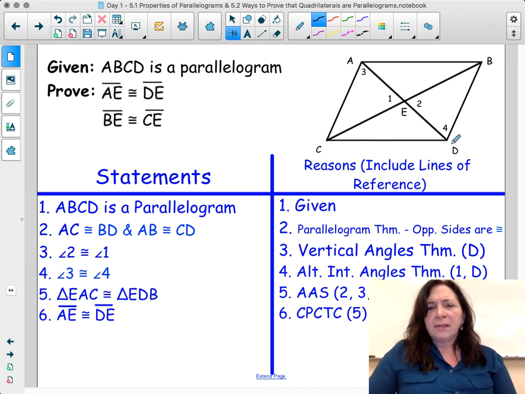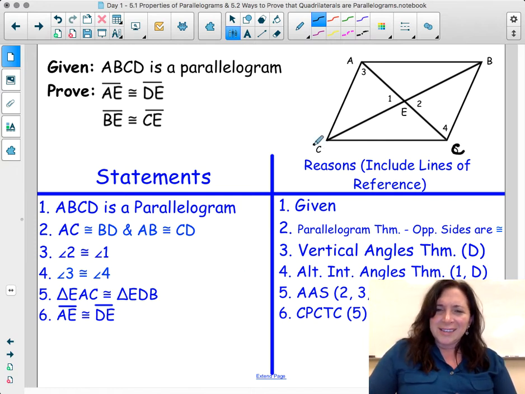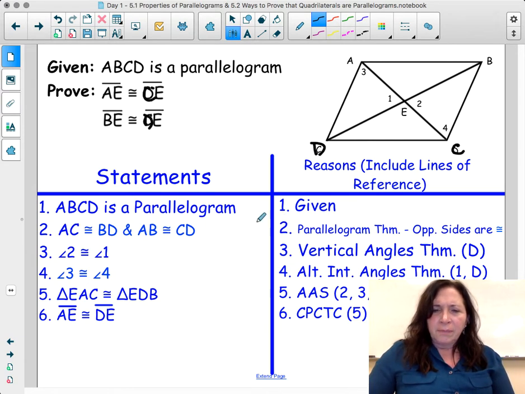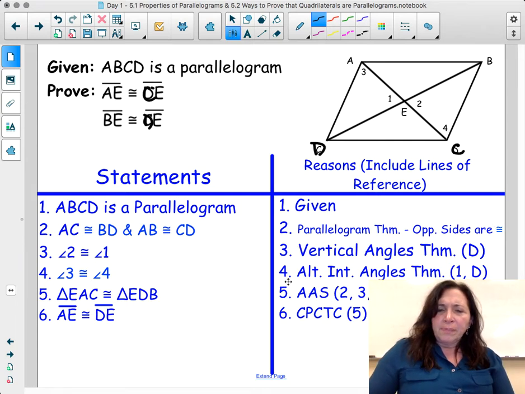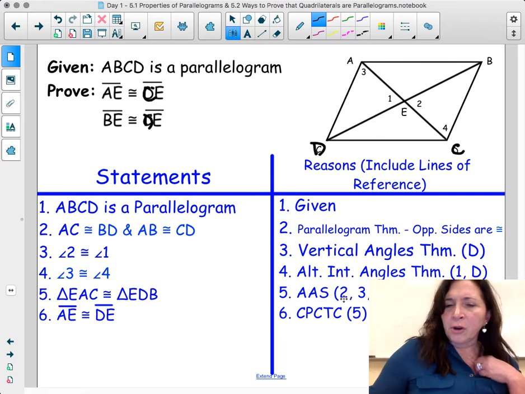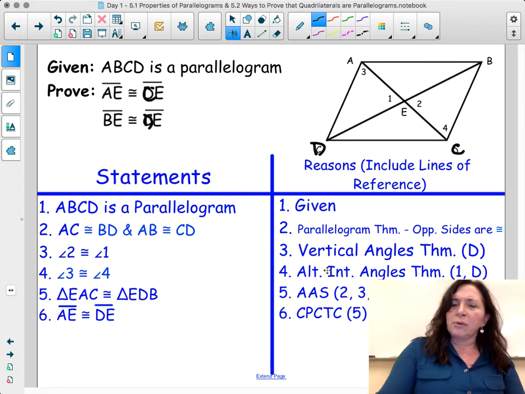Given that this is the wrong side, so this is C, this is D, so the values are going to be a little bit off. That's C and that's D. But aside from that, you'll get the idea. You've got your parallelogram theorem. The opposite sides are congruent. Vertical angle theorem, alternate interior angle theorem, angle side, and then the parts are congruent if the sides are congruent.